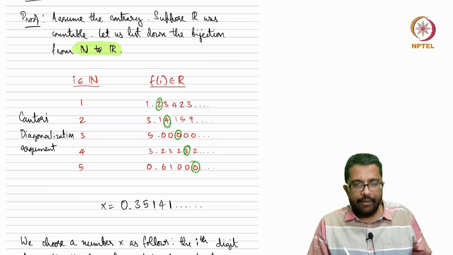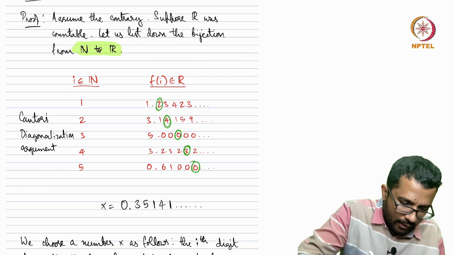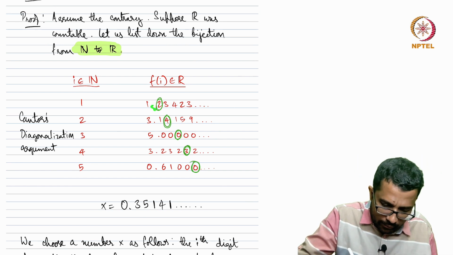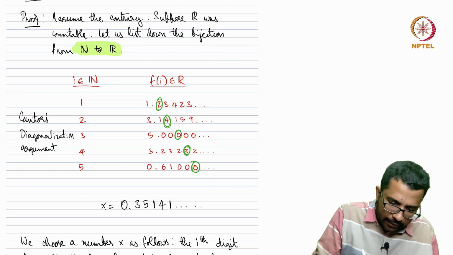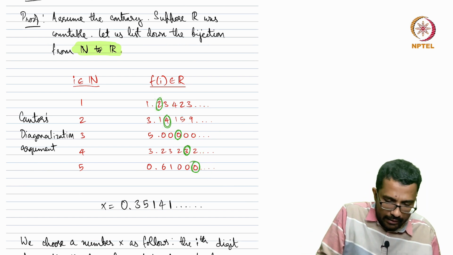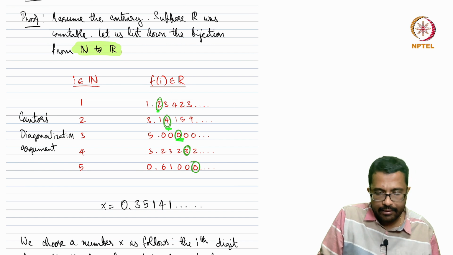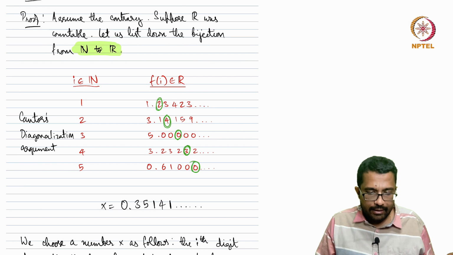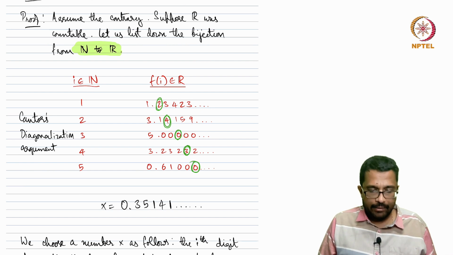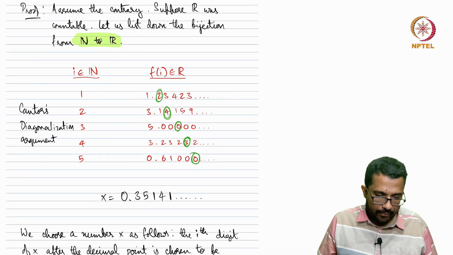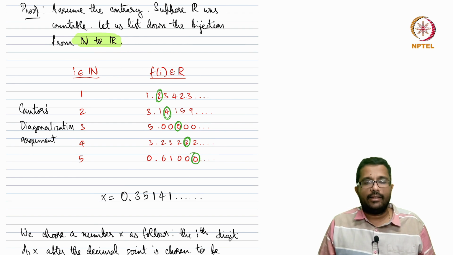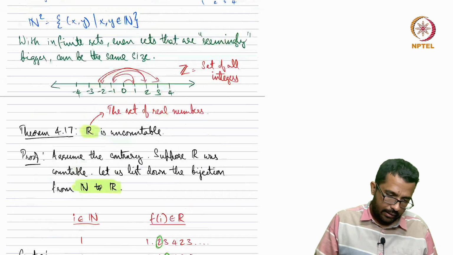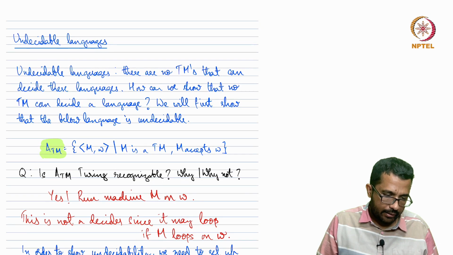So it must be evident why it's called diagonalization, because we have the listing and then we choose x so that it differs from all the diagonal entries. So the first entry in the first number, the second entry in the second number, the third entry in the third number, and so on. So we choose x to be different from all the numbers on the diagonal. Because of that, it is called the diagonalization argument, right. Hence R, the set of all real numbers, is uncountable.